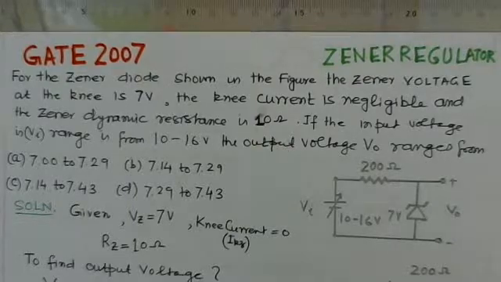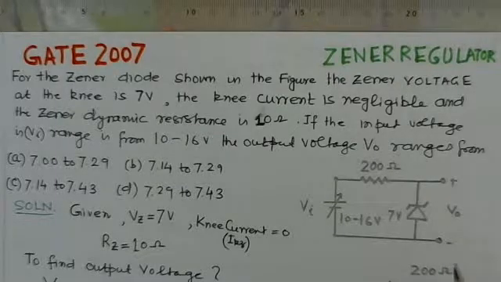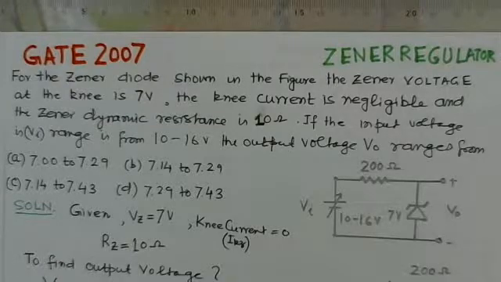This is the second problem on Zener diode regulators, and this problem illustrates how the output voltage is regulated when the input voltage varies. You will observe that a smaller output change would be there, although the input voltage change is much larger. This is a very good example to illustrate that part.